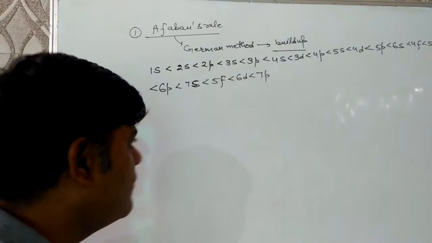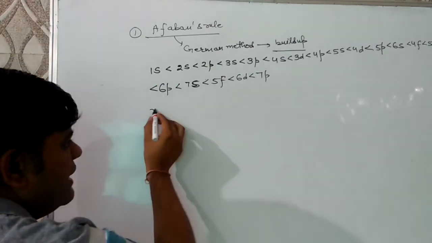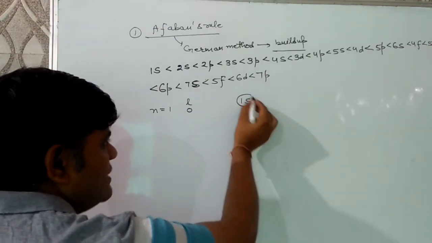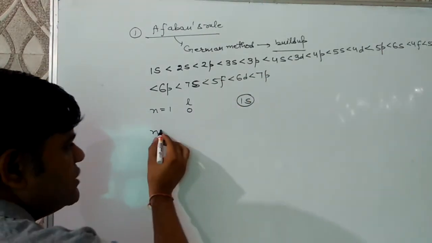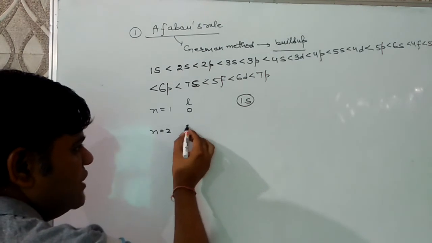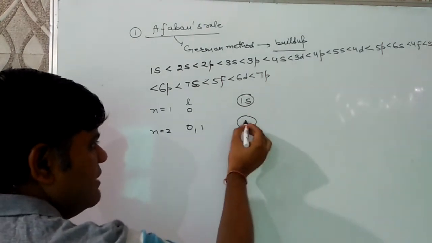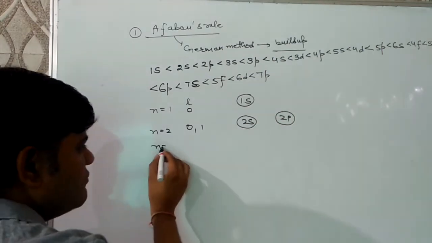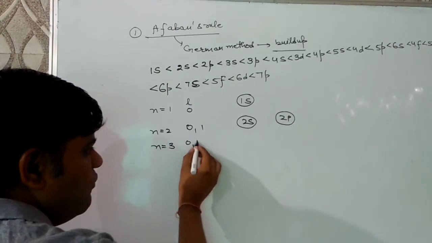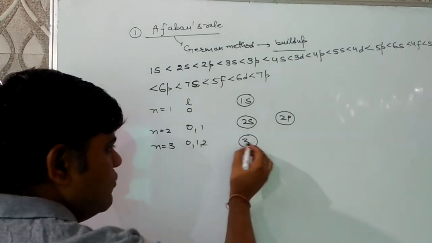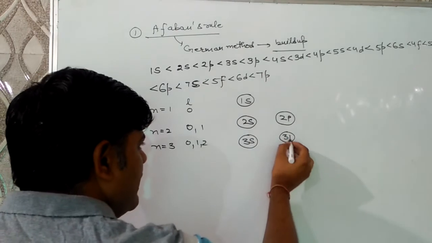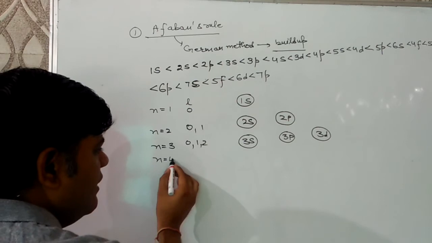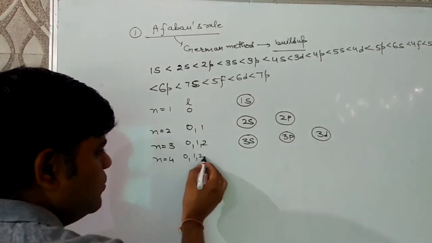The first one is we have to draw a diagram. When n is 1, then L can be 0, so one orbital or one subshell will be 1s. When n is 2, then L can be 0 and 1, so there are two subshells, 2s and 2p. Same way, when n is 3, L can be 0, 1, 2, so we can write 3s, 3p, 3d. Next, when n is 4, L can be 0, 1, 2, 3.